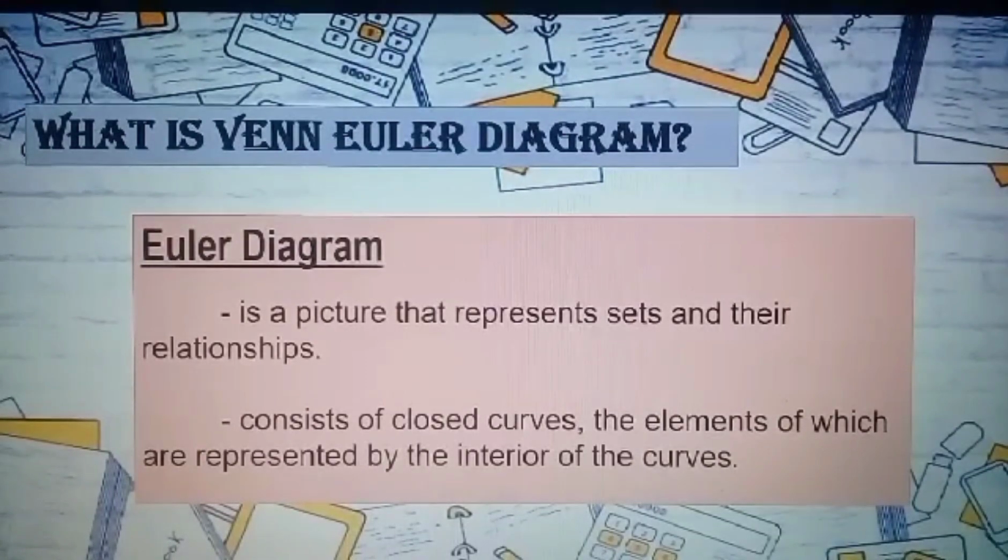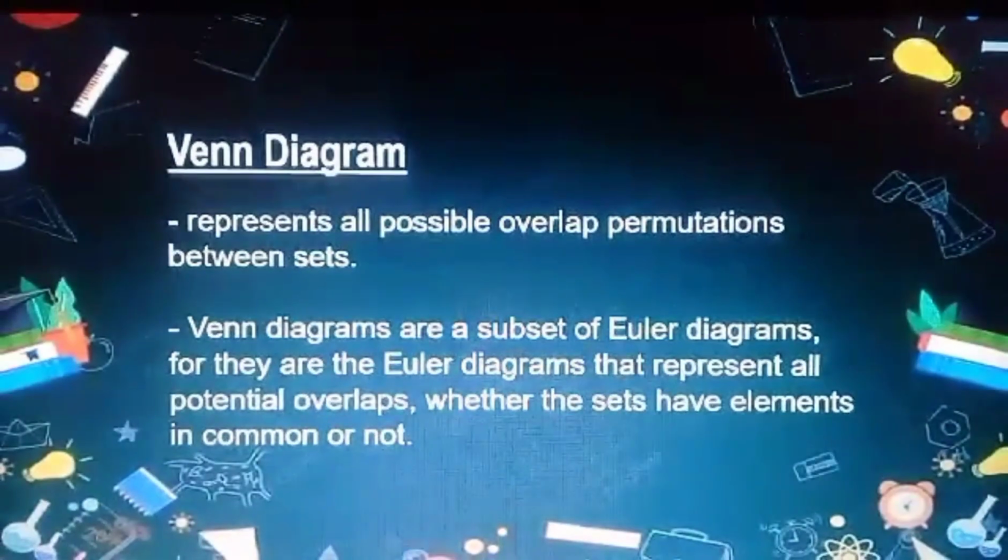That's the Euler diagram. Next is the Venn diagram. Venn diagram represents all possible overlap permutations between sets. Venn diagrams are a subset of Euler diagrams, for they are the Euler diagrams that represent all potential overlaps whether the sets have elements in common or not.